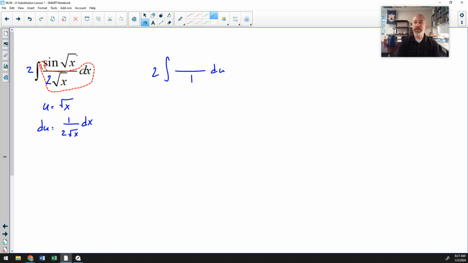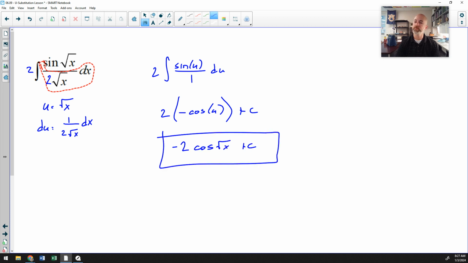Then I have the sine of root x. Now I still have x's left over, so this is where I'm going to plug u in. So I have the sine of u du, and the antiderivative of sine u is negative cosine of u. There is still a 2 on the outside, plus c. And then we will plug the root x back in for the u, so it ends up being negative 2 cosine of the square root of x plus c. So there's your answer for that example.